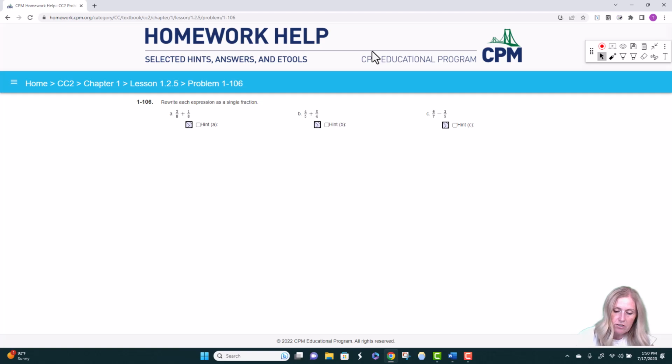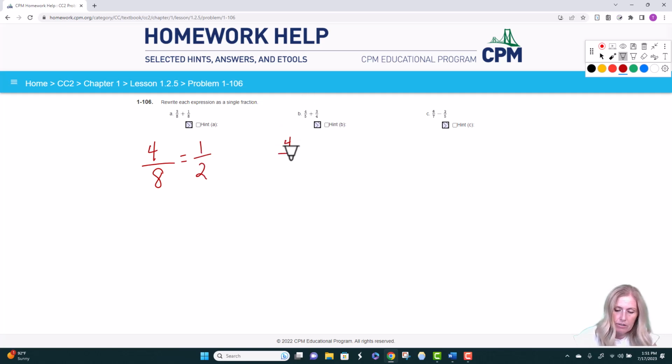Okay, rewrite each expression as a single fraction. 3/8 plus 1/8. That's super easy. If they have the same denominator, you keep it and you simply add the numerators. 3 plus 1 is 4. This can be reduced, however, so we need to do that. If 4 is half of 8, that really reduces down to 1/2.